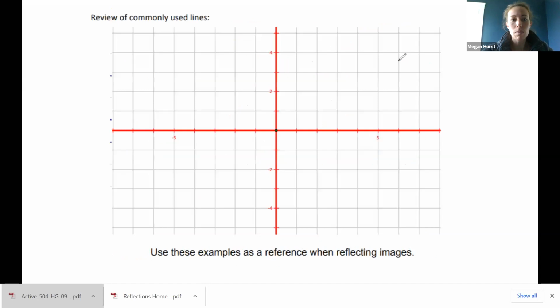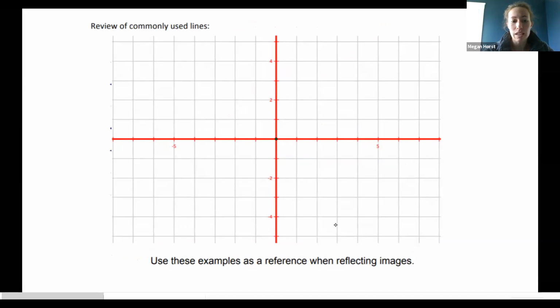So let me show you what some of these lines look like. And this is one of the big reasons we've been graphing these horizontal and vertical lines. So let's start first with just the line y equals 2. I'm going to go to 2 on my y-axis, and y equals 2 is going to be a horizontal line through the point 2. So go ahead and label this line as y equals 2.